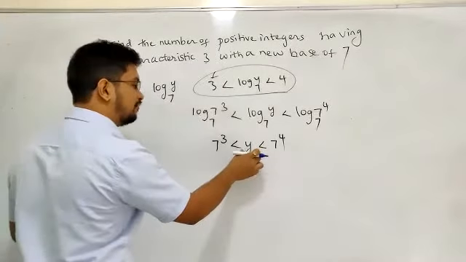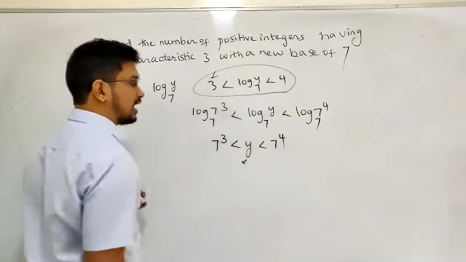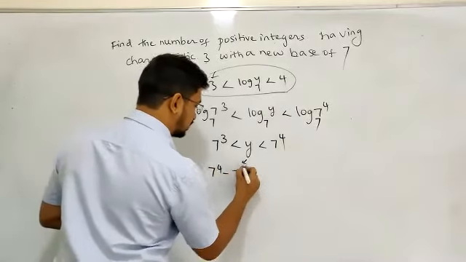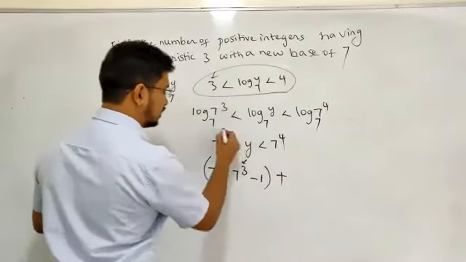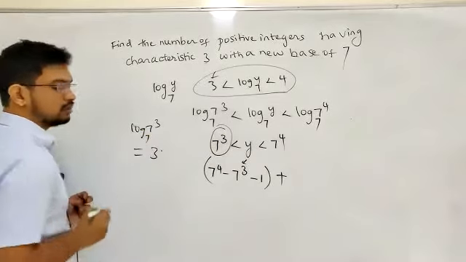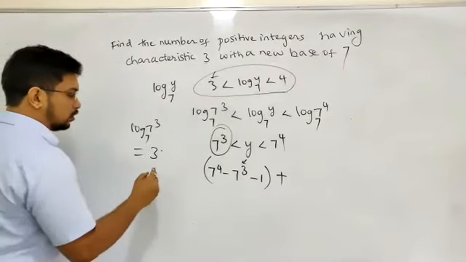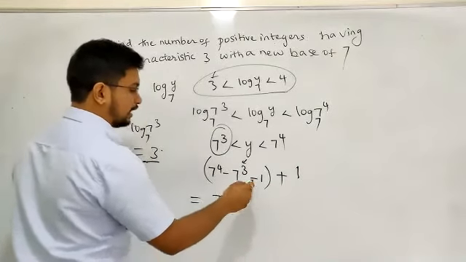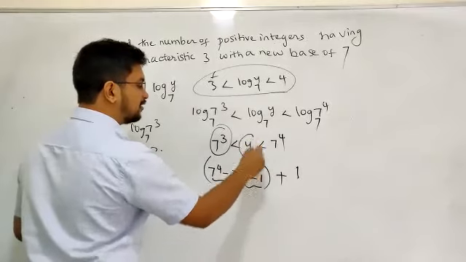So number of values, number of integers ante 7 cube nundi 7 power 4 madhalo unte kachithanga characteristic 3 avutundi. So this will be 7 power 4 minus 7 cube minus 1 plus 1, since log of 7 cube to the base 7 is also 3. Right? So the characteristic for this is also 3. So finally, my answer is 7 power 4 minus 7 cube minus 1 is the number of digits present between these two things.